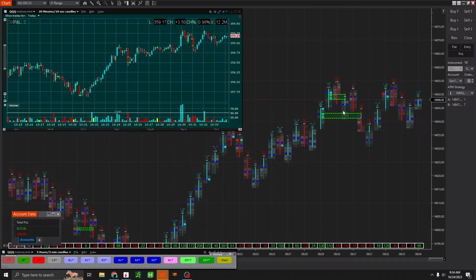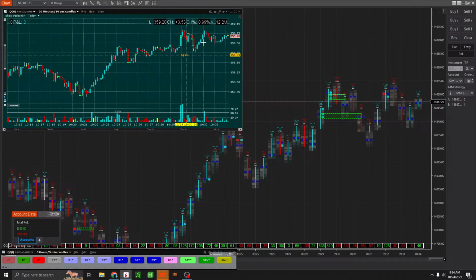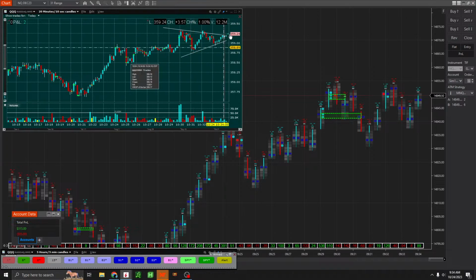So here, definitely not gonna short here. We are kind of flagging at the moment. Obviously, you can see this flag here. So it's gonna do something to the top or the bottom.